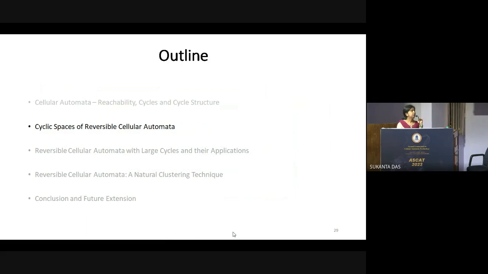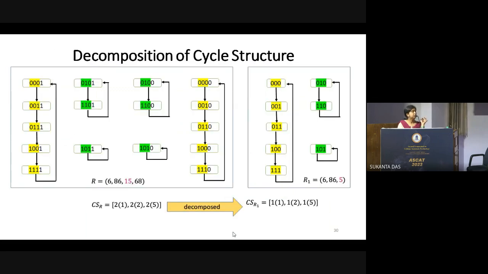Next, we move to cyclic spaces of reversible cellular automata, which mainly depends on the concept of decomposition of cycle structure. Now, what is the meaning of decomposition of cycle structure? Here we focus on reversible cellular automata. Let's consider the two diagrams. The left side diagram uses 4 cells, and the right hand side 3 cells. Now, what we are finding is that the cyclic space of the right hand side CA is contained in the cyclic space of the left hand side CA.